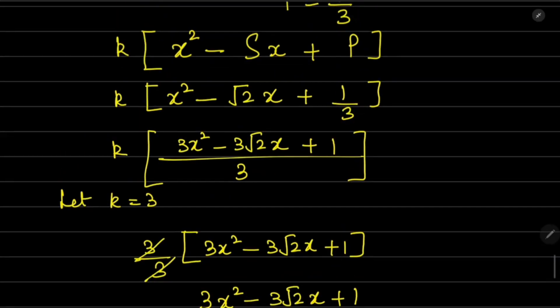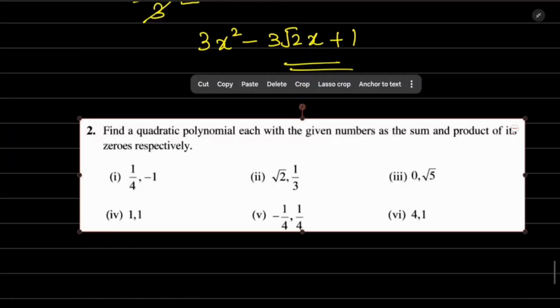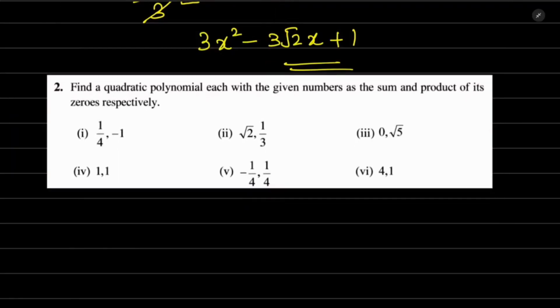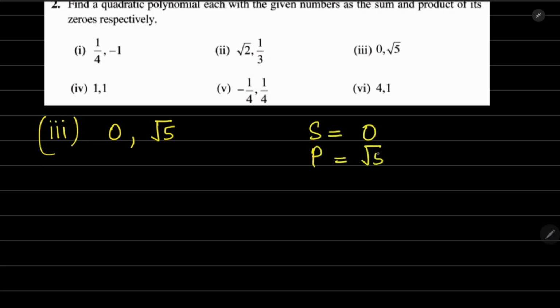Okay, so we are done with the second question. Let's move on to the third question now. What is the third question? 0 and root 5. The same way, let us do it. Okay, so third, 0 comma root 5. So what is the sum? Sum is 0. Product is nothing but root 5.